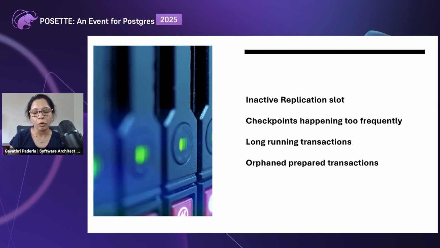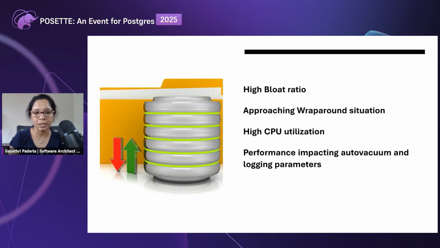whenever we notice the scenarios on your resources. When we identify an inactive replication slot or checkpoints which are happening too frequently on your server, or if you have a long running transaction for more than 24 hours, if you have any orphan prepared transaction which is degrading your server's performance. Similarly, we have many more such recommendations.